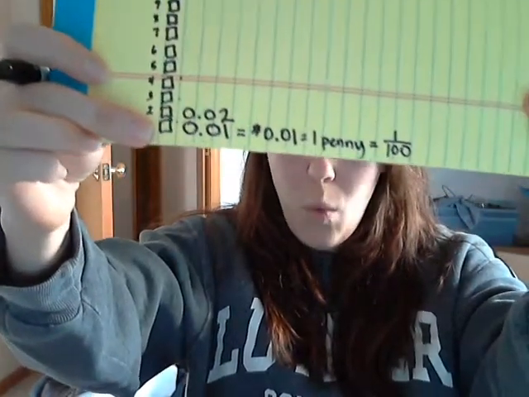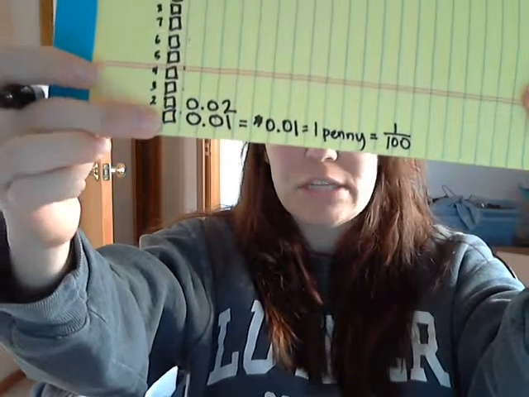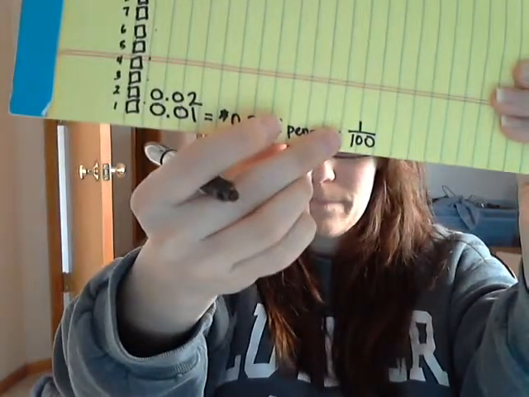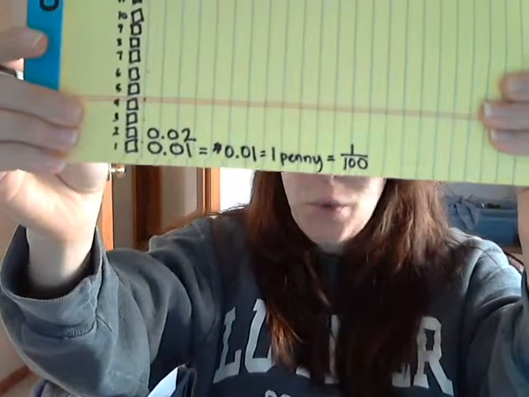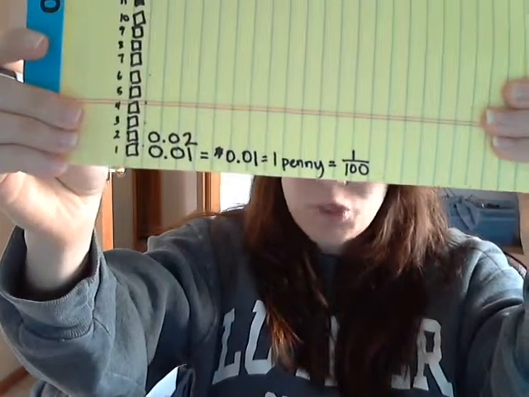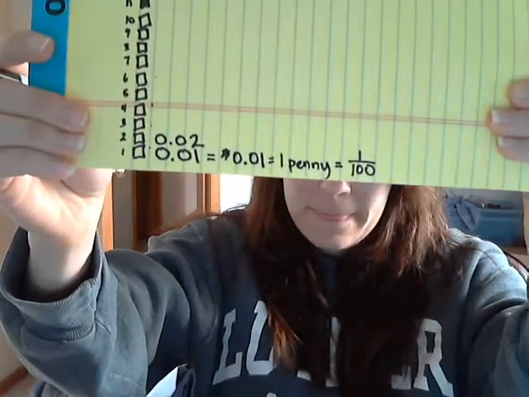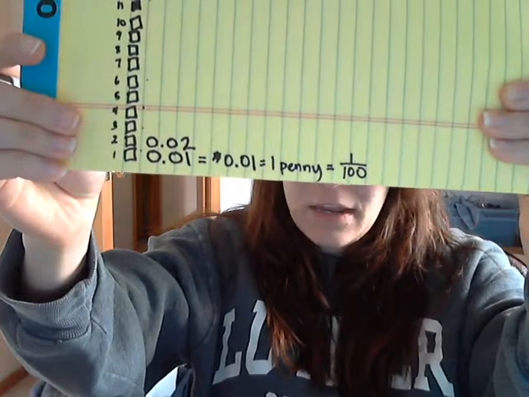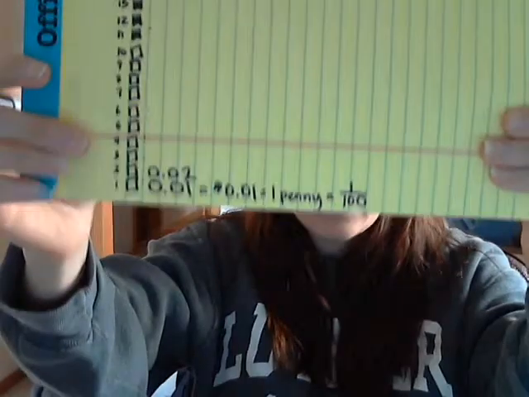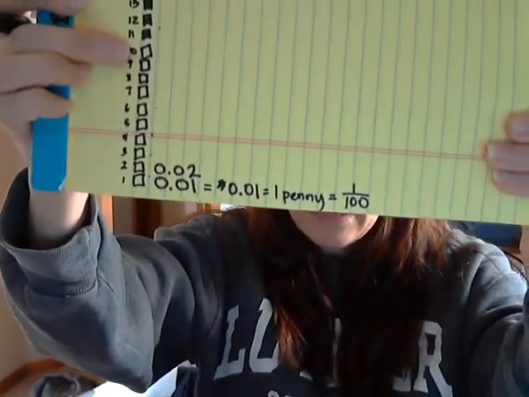So each square on this board represents 1 penny and the fraction is equal to 1/100th. 10 squares would be equal to 10 pennies and the fraction is 10 out of 100. So my 10 pennies is up here. So 10 out of 100 is the same as 1/10 or 1 dime.